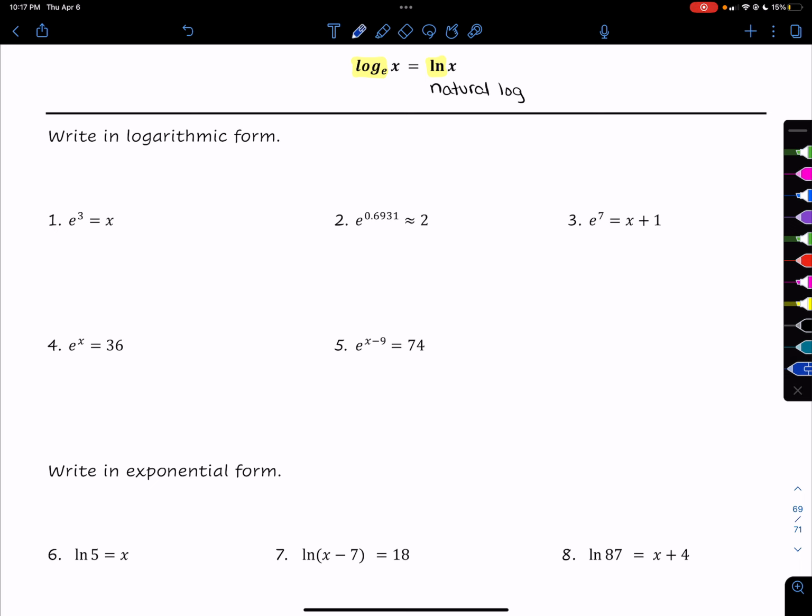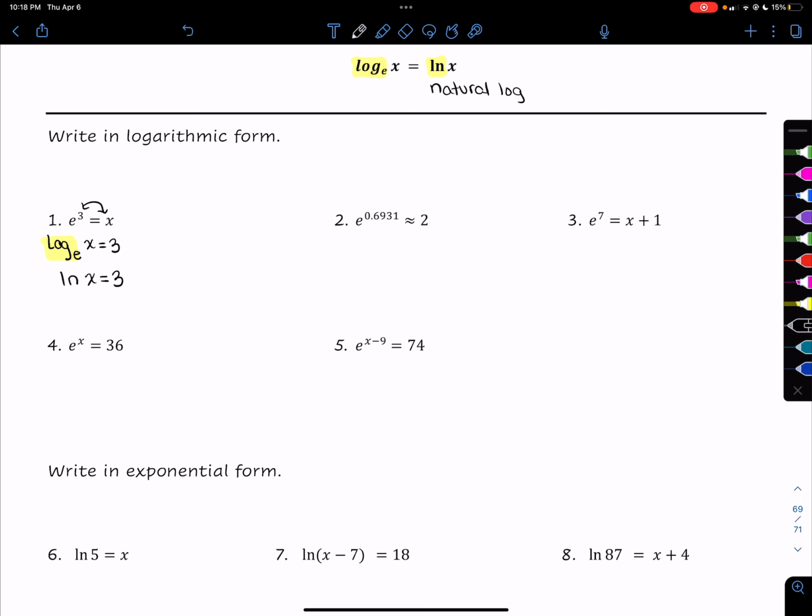Okay. So this very first one, e to the 3rd power equals x. If I wanted to write that in log form, I've got log base e. Remember that these two here appear to swap places. So log base e of x is equal to 3. So log e to what power would give me 3 is how that's read. We're writing it in natural log form. Again, whenever I see log base e, I'm going to rewrite that as a natural log. So ln of x equals 3.